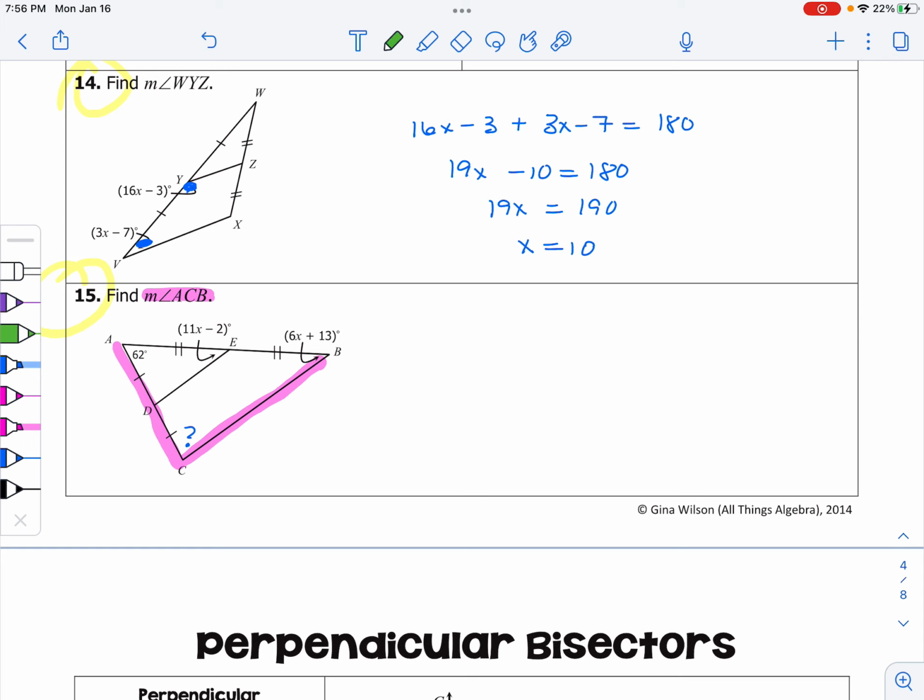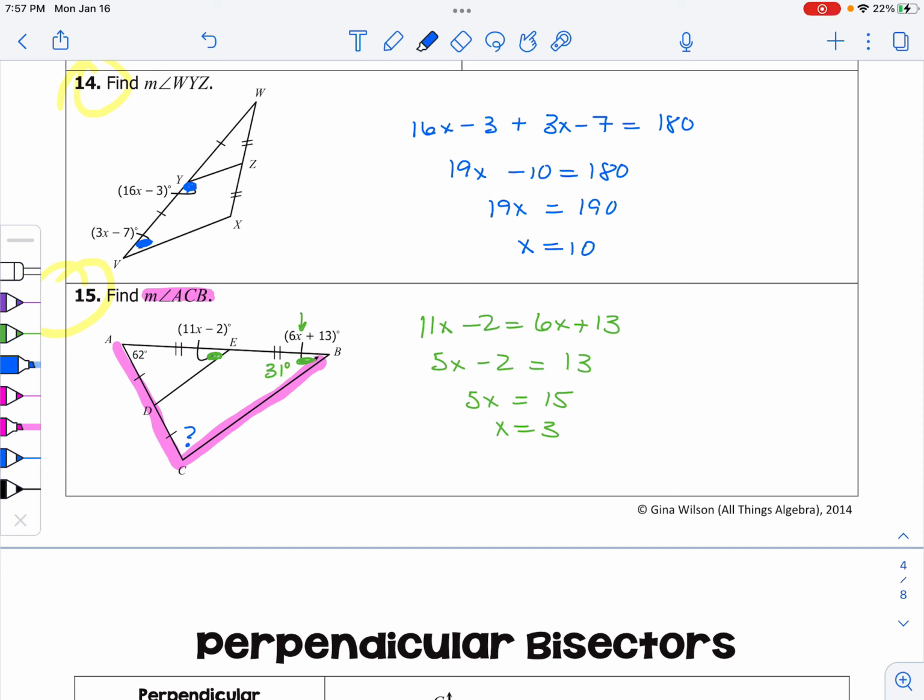Looking at this picture, I see this angle and this angle. Those are corresponding, so those are going to be equal. I have 5x minus 2 equals 13. 5x equals 15, and x comes out to be 3. So if you got x equals 3, that's fantastic. What I need to do, though, is substitute x back in. So I have 6 times 3, which is 18. 18 plus 13 gives me this angle right here is 31 degrees.